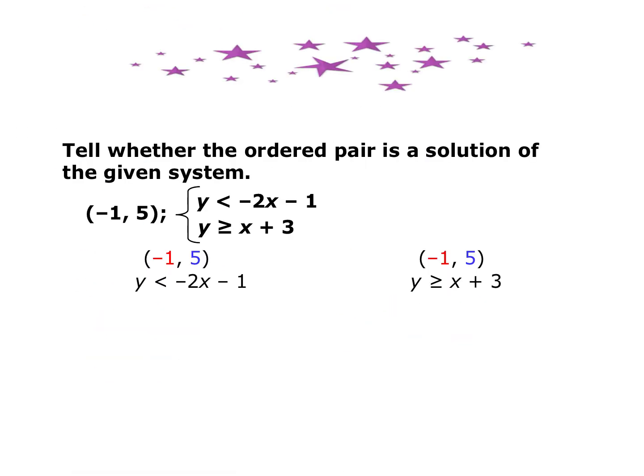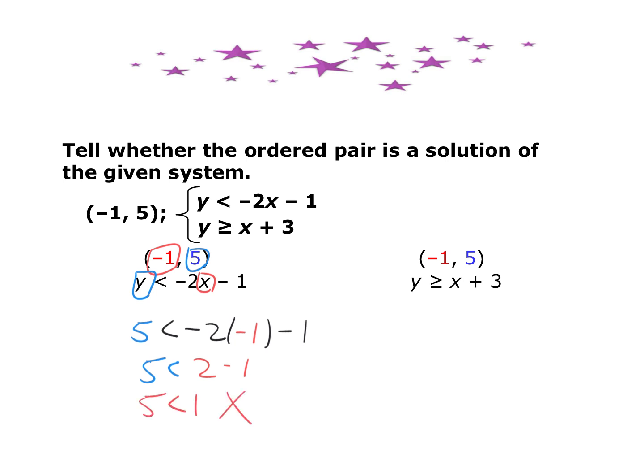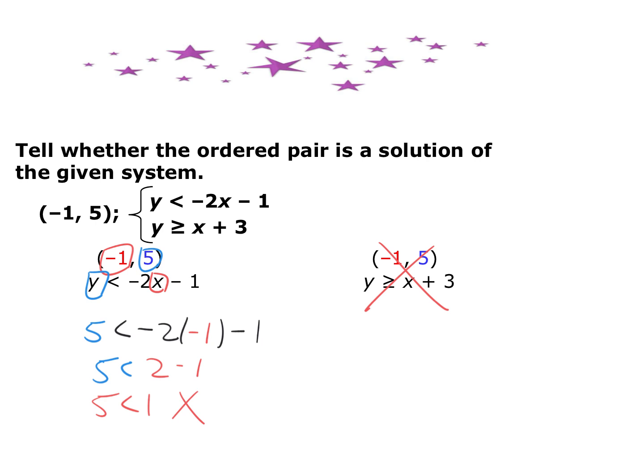All right, let's try the exact same thing for this one. Plug in -1 where I see the x and a 5 where I see the y. All right, so we get 5 is less than -2 times -1, and then I get 5 is less than 2 minus 1, so I get 5 is less than 1, and this is not true. So if it's not true for this one, I don't even need to check the second one, because if it doesn't work for one of them, then it's not a solution, right? That's that. So this is not a solution.